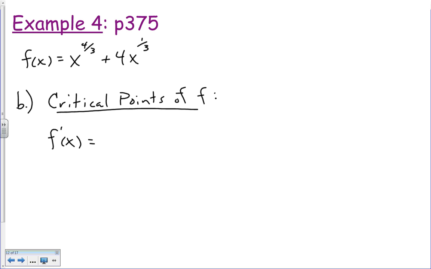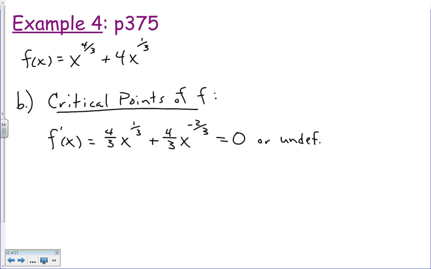So f prime of x is equal to 4/3 x to the 1/3, use your power rule here, plus 4 times 1/3 is 4/3 x to the negative 2/3. And again, the critical points of f are where f prime is equal to 0 or undefined. Don't forget the undefined part. That's the part that's forgotten.